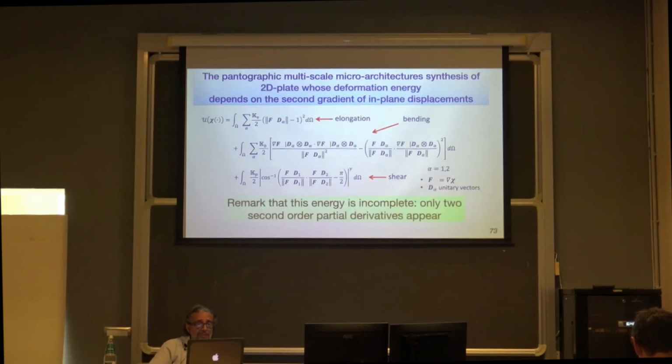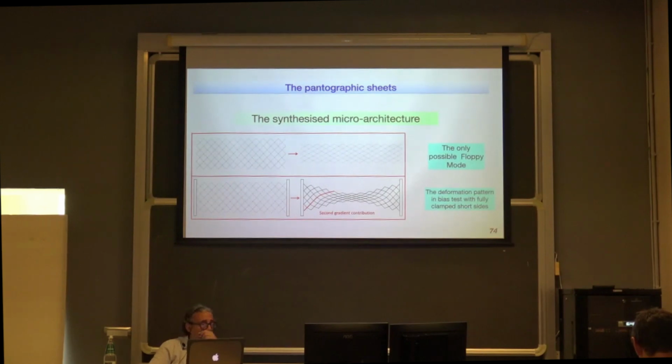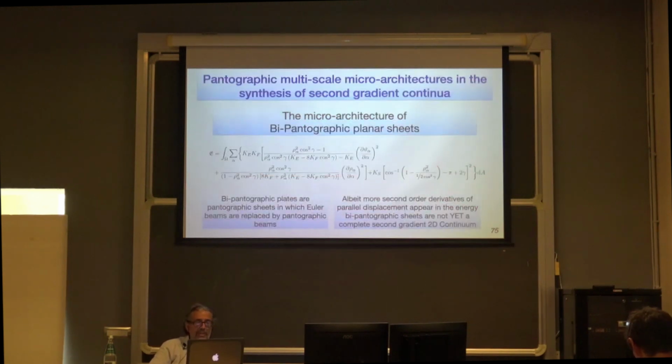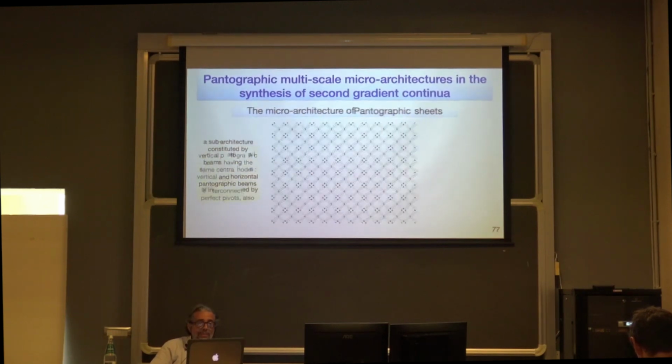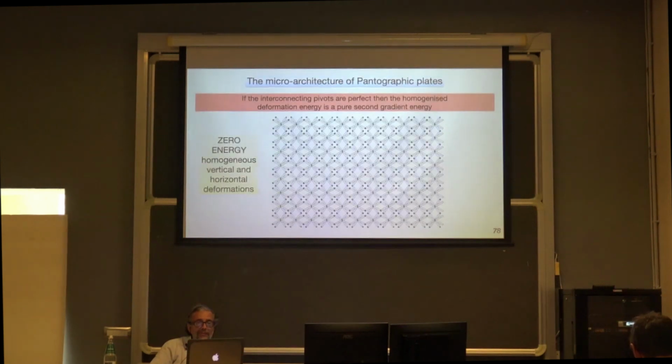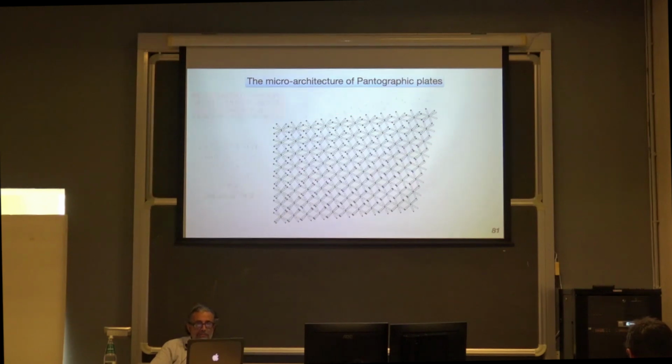This energy is incomplete. Remark that not every derivative appears, second order derivative appears. You have one possible floppy mode, and you have second gradient contribution related to the beams you have there, and the bending of micro beams gives you the result. Okay. Then you try the bipantographic planar sheet. Every beam is a pantographic beam. And what you have is that all these are floppy modes with zero energy. Okay?